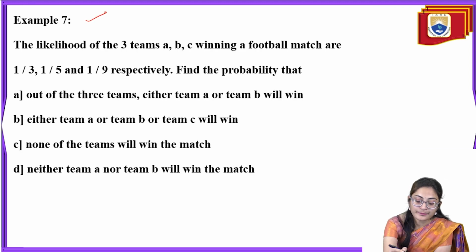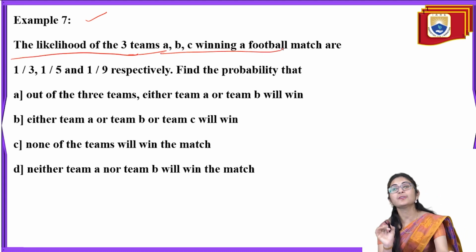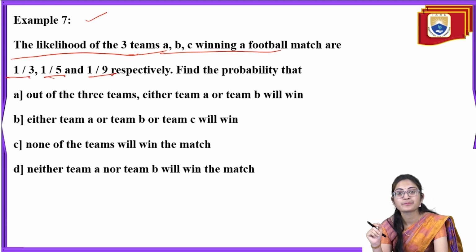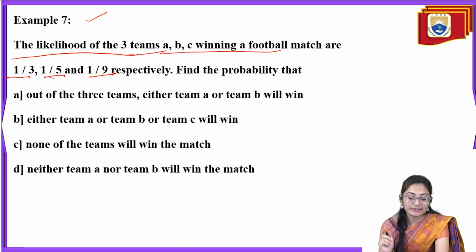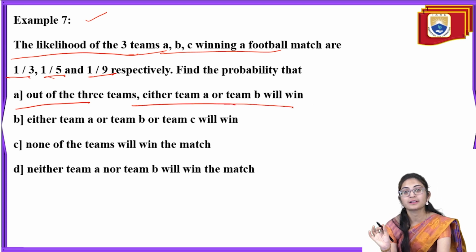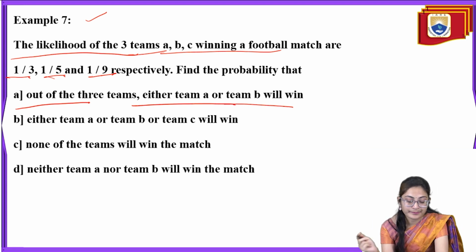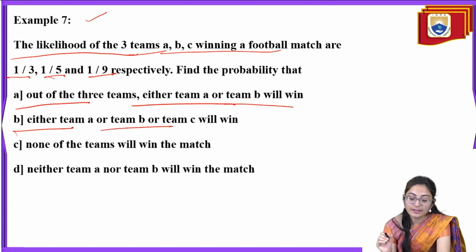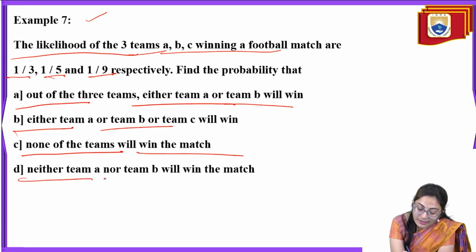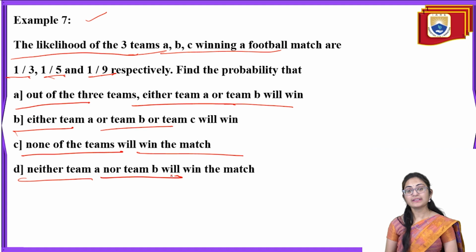Now example 7. The likelihoods of the 3 teams A, B, C winning a football match are 1 by 3, 1 by 5 and 1 by 9 respectively. Now you have to find the probability that out of the 3 teams either team A or team B will win, either team A or B or C will win, none of the teams will win the match, and neither team A nor team B will win the match.